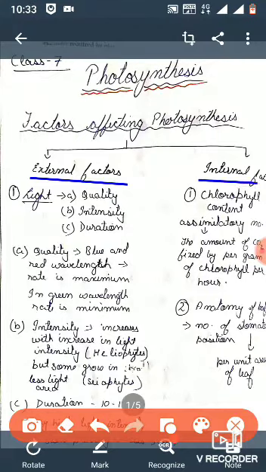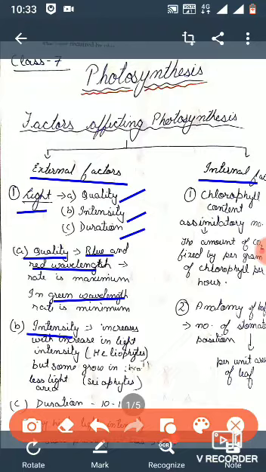First, the external factor is light, which includes quality of light, intensity of light and the duration of light. Quality of light means in which wavelength or quality of light the rate of photosynthesis will be maximum. It is the blue and the red wavelength of light in which the rate of photosynthesis will be maximum, and in the green wavelength of light the rate of photosynthesis will be minimum.